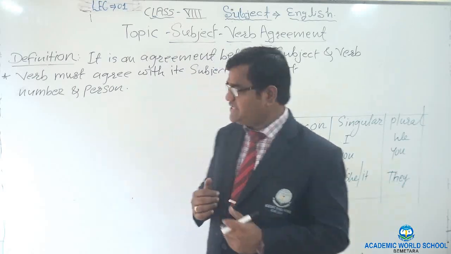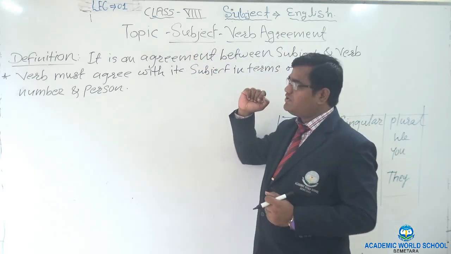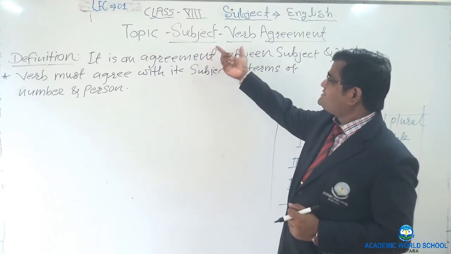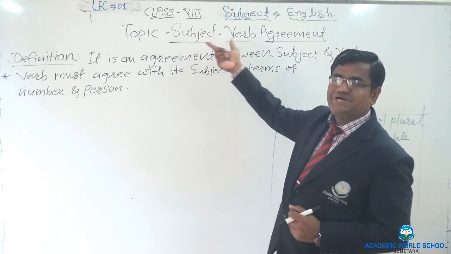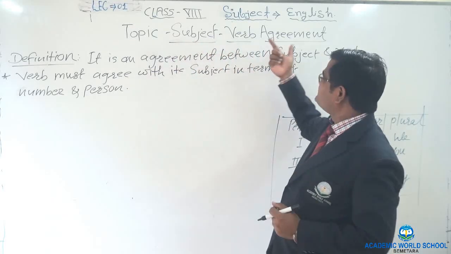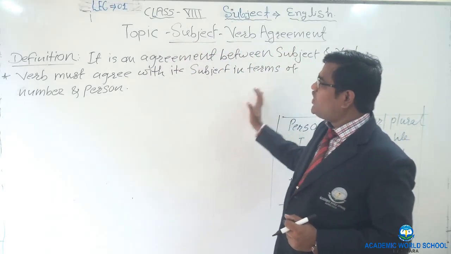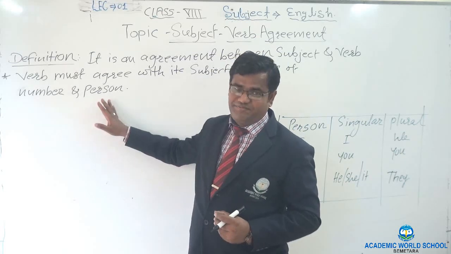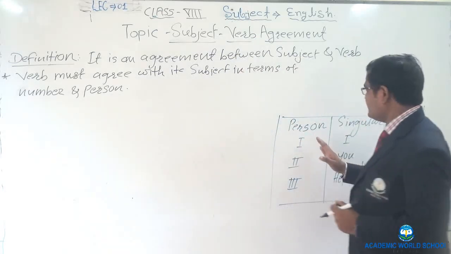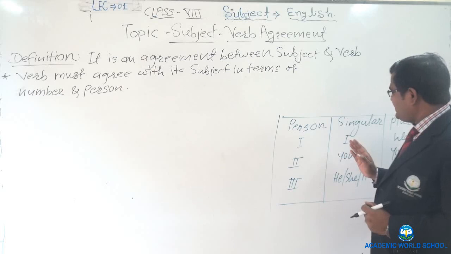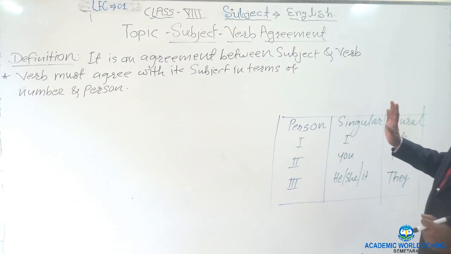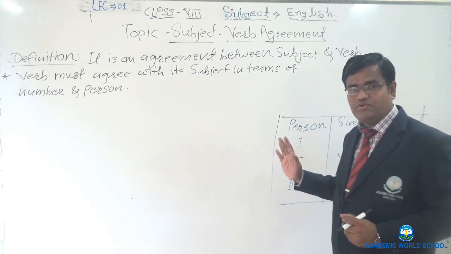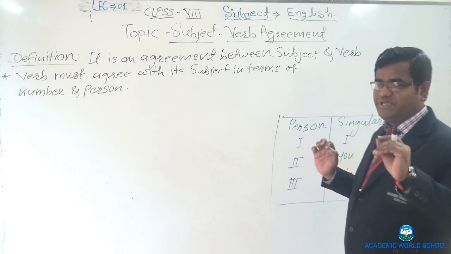So let's begin. What is subject-verb agreement? As the title suggests, here the verb must agree with its subject in terms of number and person. It means if the subject is singular, then the verb also will be singular. If the subject is plural, the verb also will be plural.